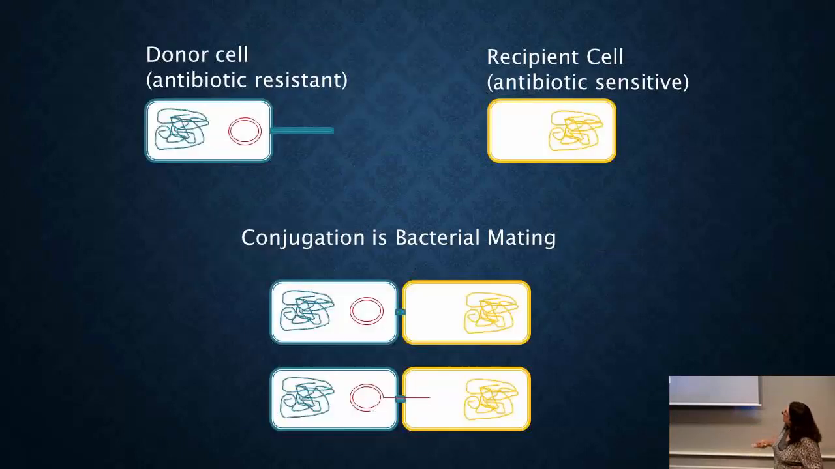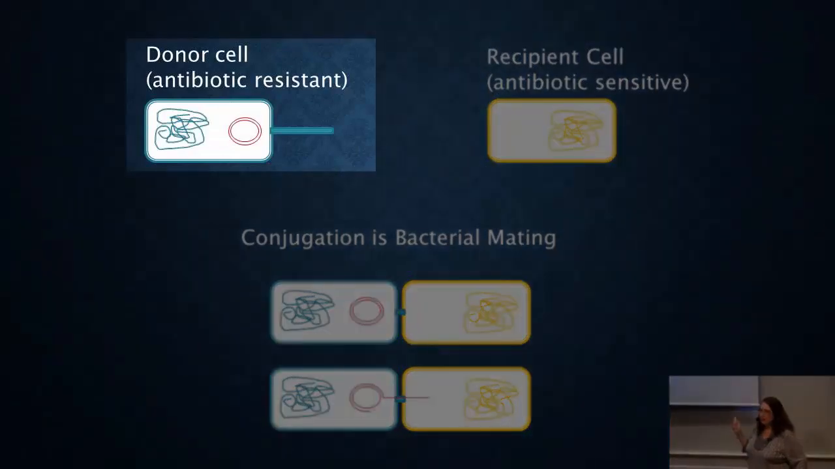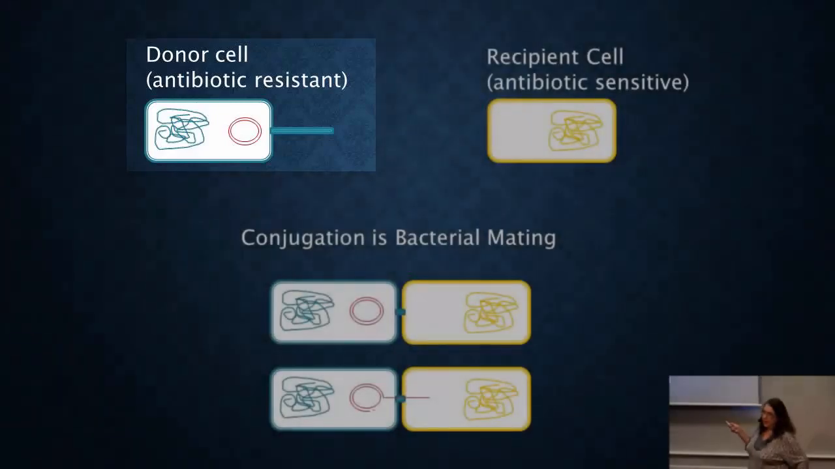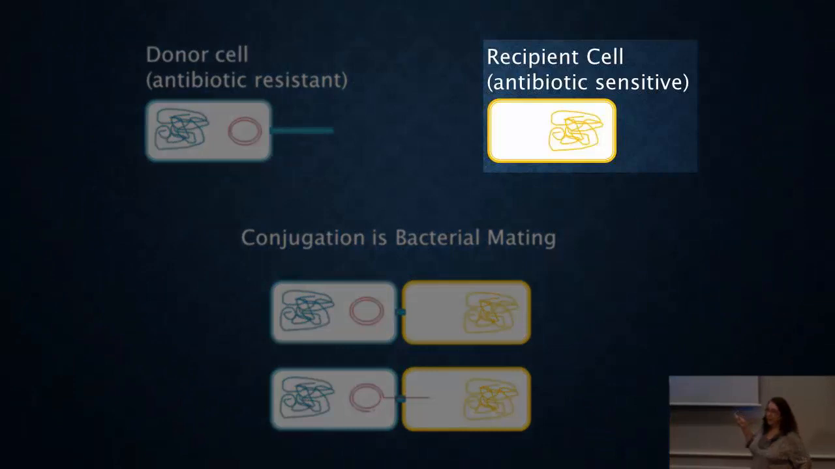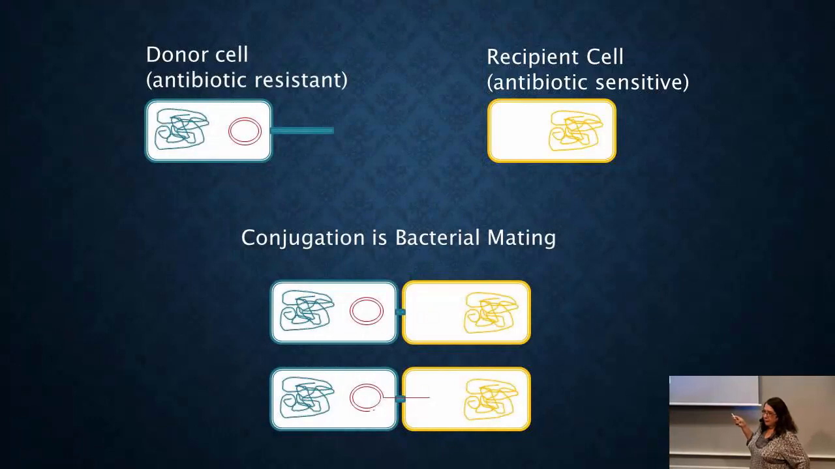What happens then? Here's the donor cell. That's a cell with the conjugative plasmid, and it's resistant to some antibiotic, or many. And here is a nice antibiotic-sensitive cell. That pilus will grab hold of the sensitive one, and the pilus then retracts to bring the two cells very, very close together.